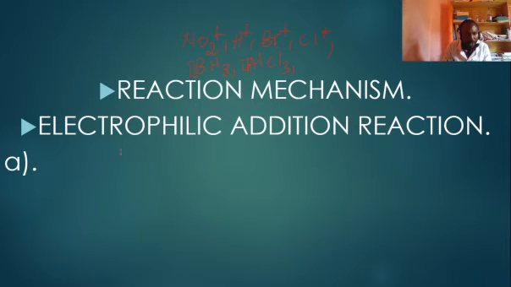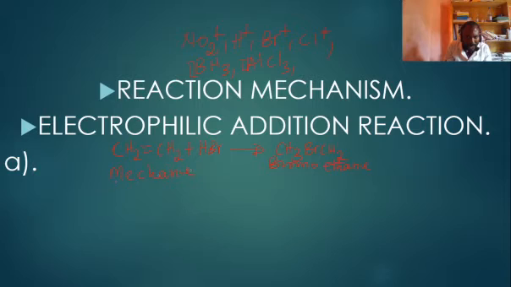Let's take for example the reaction of ethene plus hydrogen bromide to form CH3CH2, this is bromoethane.